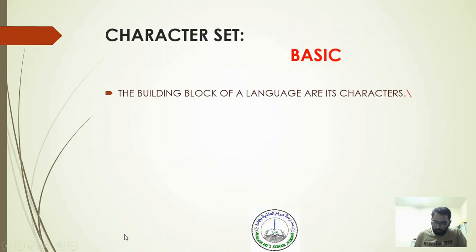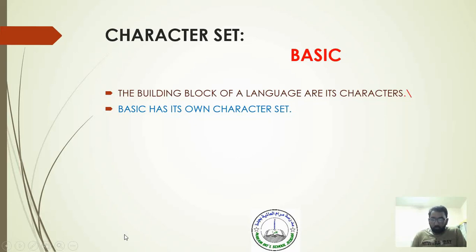Now come to the next topic: what is the character set. It is very important to discuss what the character set is. The building blocks of the language are its characters. Any language which you are learning, for example an ordinary language, has particular characters, such as English, which has 26 alphabet characters and some other special characters like full stop, commas, semicolons, colons, etc.